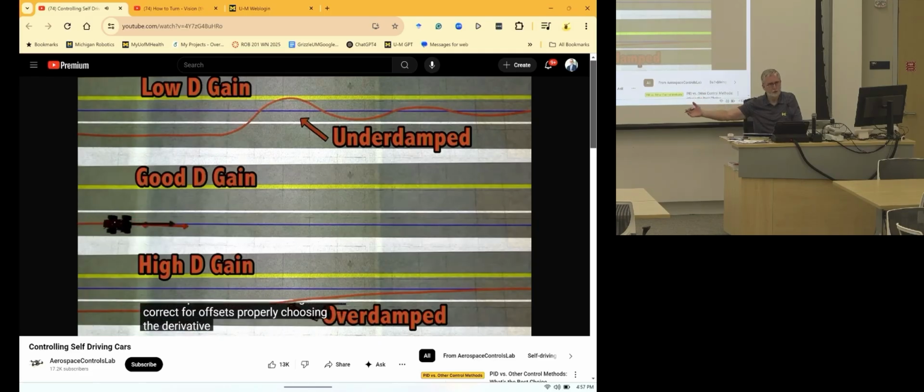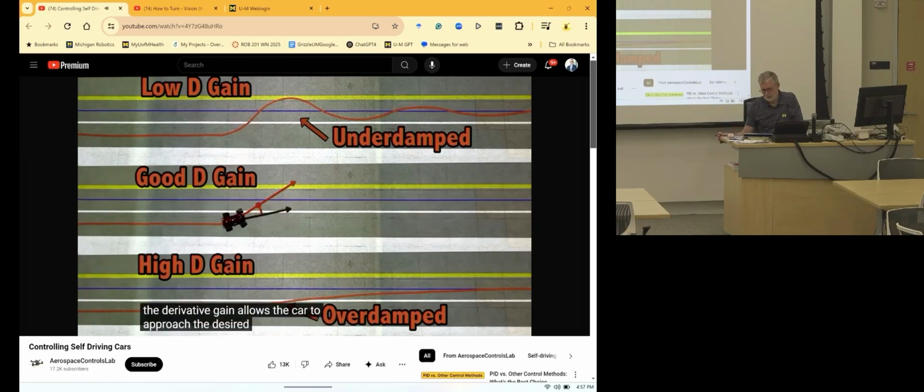Properly choosing the derivative gain really allows the car to approach the desired trajectory quickly and get the cross-track error and rate close to 0. This is called being critically damped, where zeta equals 1. So that would be success so far, but for a complete controller, we're not done yet.